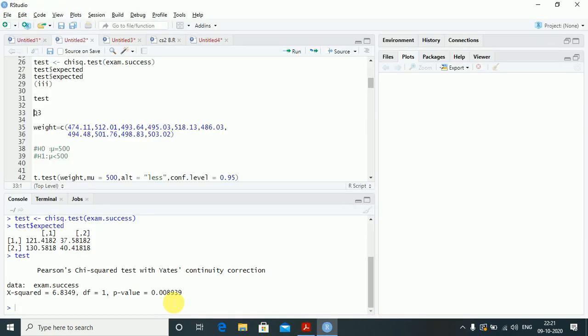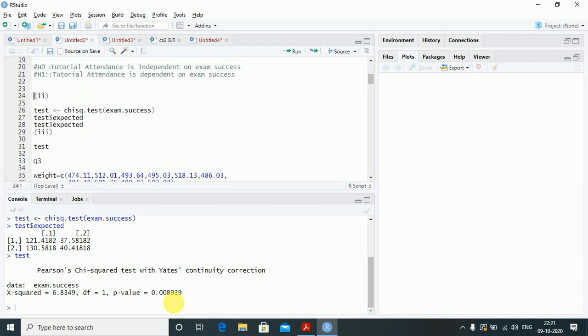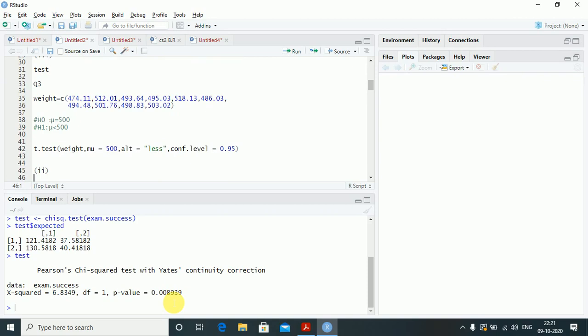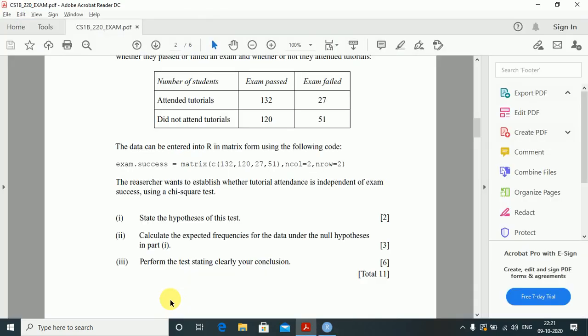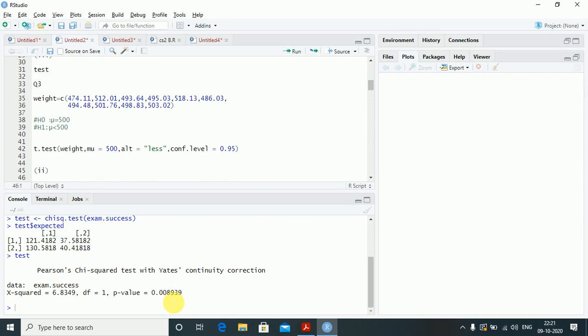Now if you see, the p-value is less than 0.05, much less than 0.05. We have sufficient evidence to reject H0 that tutorial attendance is independent of exam success. So this you can frame and write in your own words. So this is 6 marks. You need to write it properly, but the main thing will be we reject the null hypothesis.